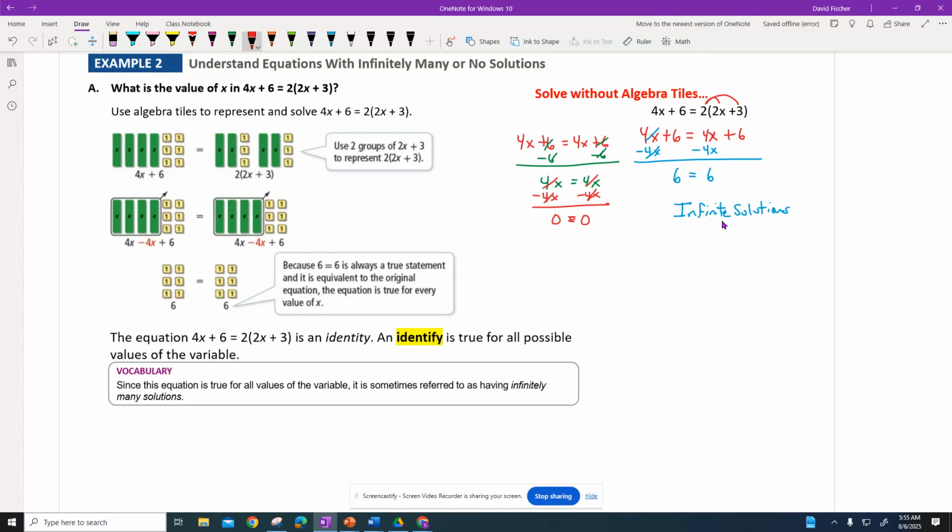So that infinite means you could plug any number, any fraction, in for this. And what you plug in on this side, let's say it was a 2, that'd be 8. 8 plus 6, that's 14. If I plugged in a 2 here, 2 times 2 is 4. 4 plus 3 is 7, and 7 times 2 is 14 too. I can pick any number, any fraction. That's what infinite solutions means, okay?